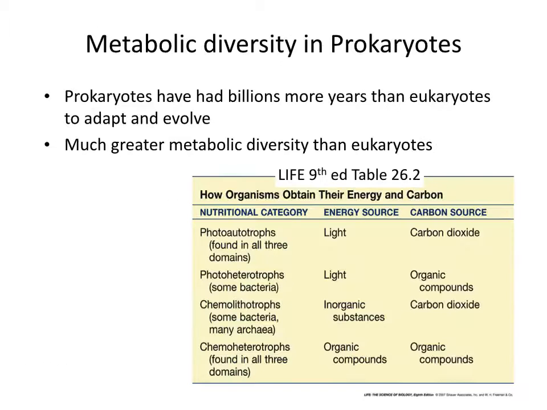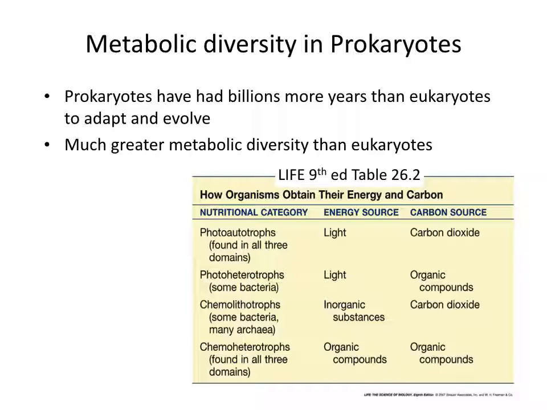The main theme of prokaryotes really is about metabolic diversity. So remember, in our timeline, prokaryotes have had at least a couple billion years, or even more than eukaryotes, to adapt and evolve. They are found in every possible habitat on Earth, and they have much greater metabolic diversity than eukaryotes. So this is from the previous edition of the textbook. The current edition has a similar table.